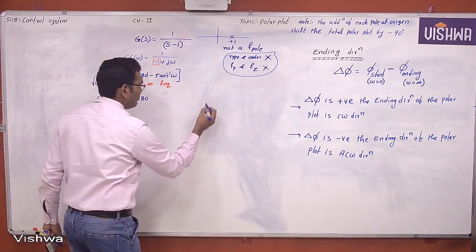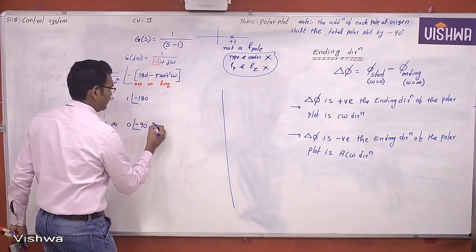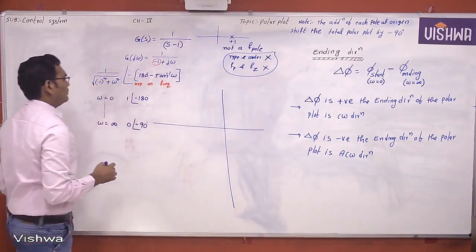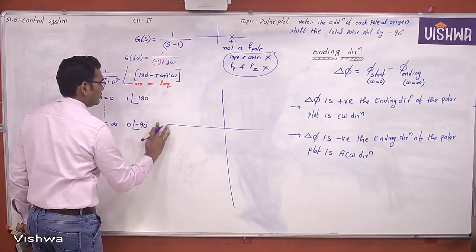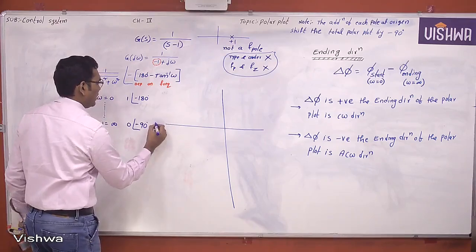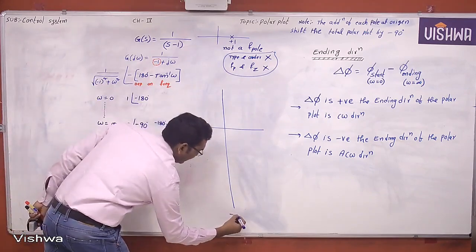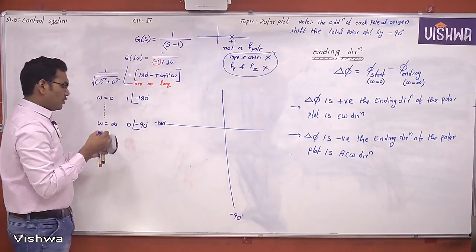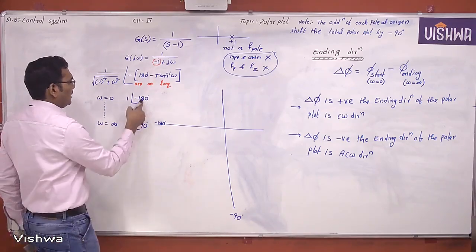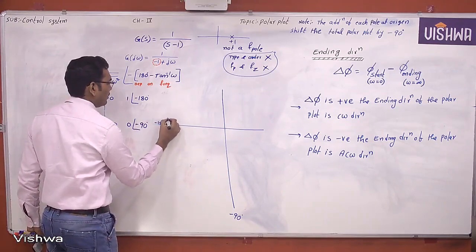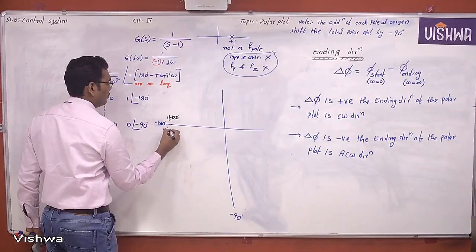Now see here, first you should indicate the minus 180 degrees line. This is minus 180 degrees. Next, the ending line, the ending angle, is minus 90 degrees. Then you see here, in minus 180 degrees the magnitude is how much? In minus 180 degrees the magnitude is 1, at an angle of minus 180 degrees when omega equal to 0.